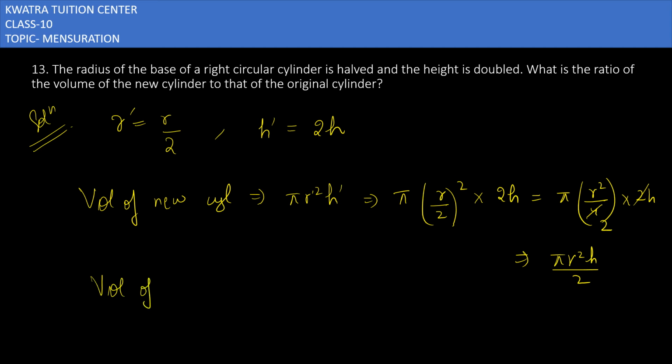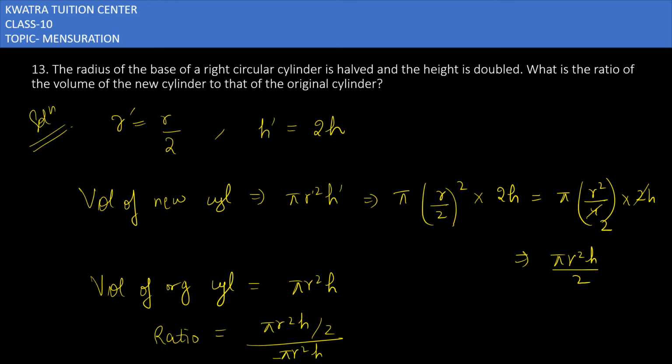Now volume of original cylinder. What will the original cylinder be? Obviously pi r square h. There will be no change in it because it is the original. Now what can you do? You can divide these two because we have to find the ratio now. So it will be volume of new cylinder divided by volume of original one. So pi r square h can be cancelled. It will give you 1 over 2 or you can write 1 ratio 2 as the answer. So yes, this is the required answer for the 13th one. Now we'll be moving to the 14th one. All we had to do was find the ratio of the new cylinder and the original cylinder. That's it.